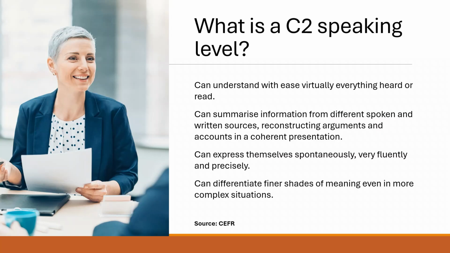And then the final description is that they can identify different shades of meaning, even in more complex situations. And this all comes from the Council of Europe framework reference, CEF4, that you can see here on screen. And it describes things that you should be capable of doing at a C2 level. Let's now move to the speaking test itself.